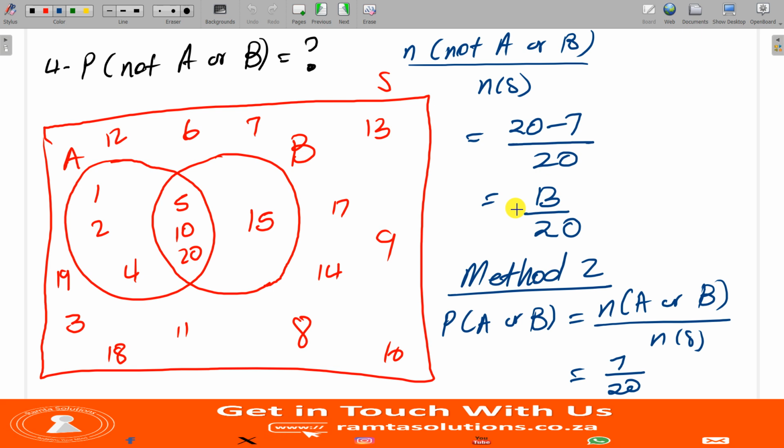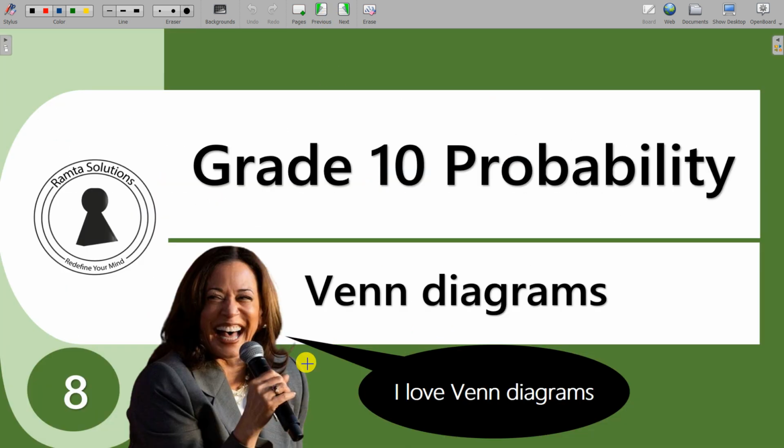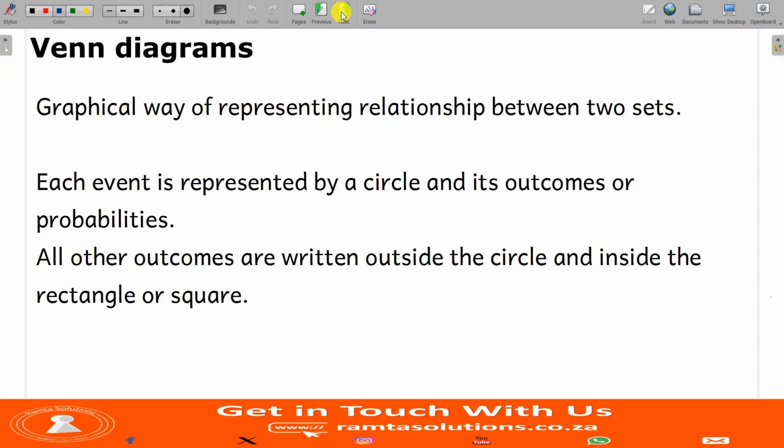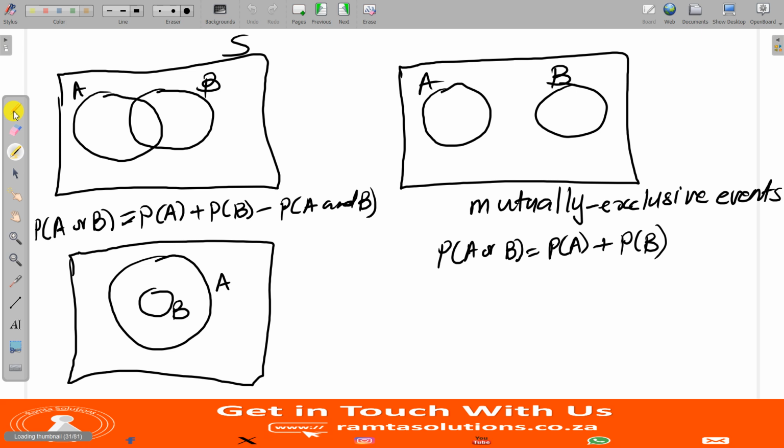It's 13 over 20. Right, so you guys now know why Vice President Kamala Harris loves Venn diagrams. The main reason, a simple one, is that it is a way of representing a relationship between two sets. Remember, not only two, it can be more sets. With a Venn diagram, it's easy to represent two sets. This is why with a Venn diagram, you will know if they are mutually exclusive. If they are mutually exclusive, you will draw them like this.